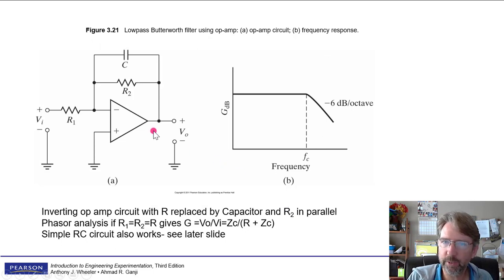So here's a practical way to make a low-pass filter. This is called a Butterworth filter. Filters are normally named after people. And this uses an extra capacitor on our inverting op-amp circuit to give us that first-order response that we want for a first-order low-pass filter.